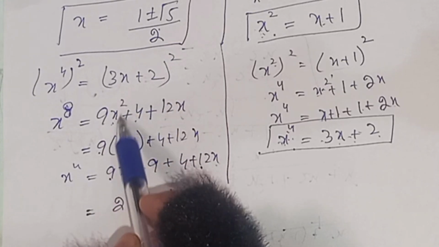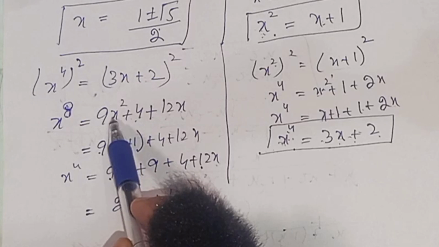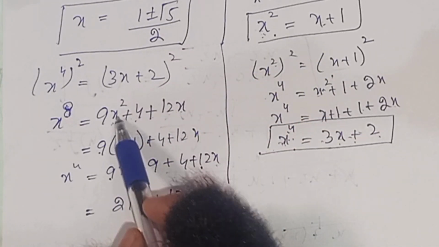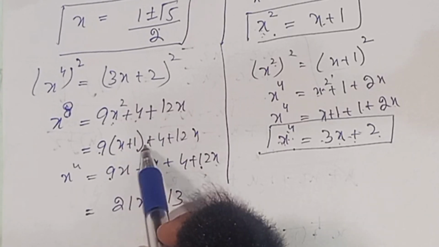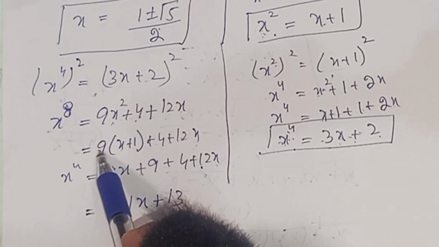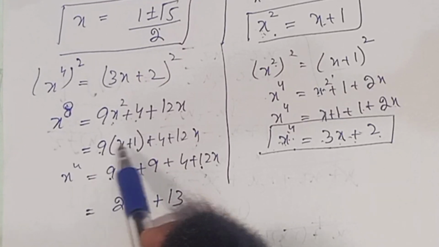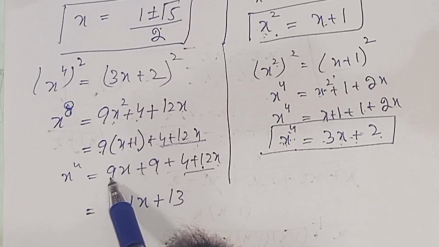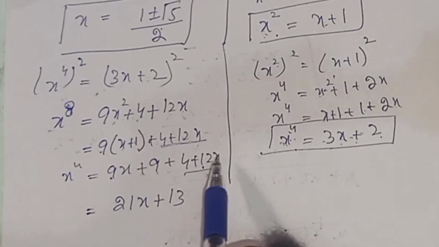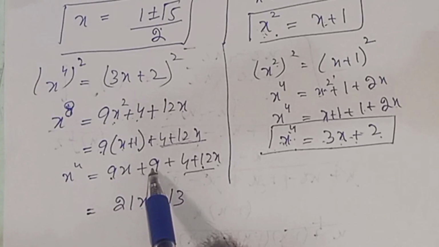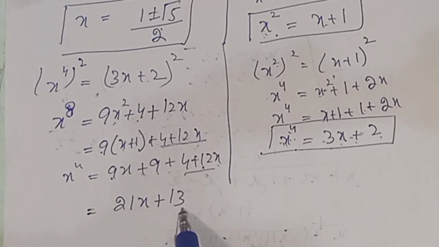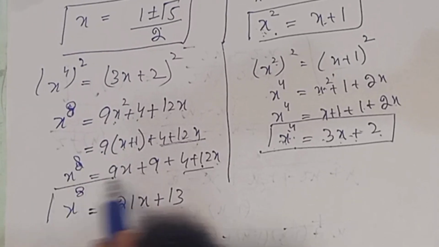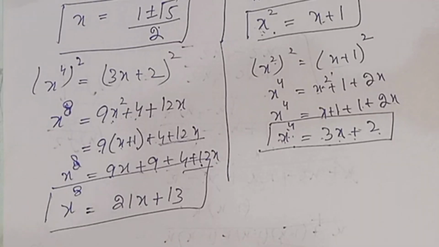So this will become 9x² + 4 + 12x, and x² is equal to x + 1. So we substitute x + 1 for x², and we copy the remaining values. In the next step, we multiply 9 by x, we get 9x, and multiply 9 by 1, we get 9, and we copy the remaining values. So in the next step, we simplify this term. 9x plus 12x is 21x, and 9 plus 4 is 13. So this is the value of x raised to the power 8, which is equal to 21x + 13.